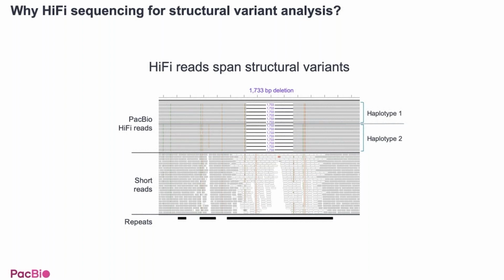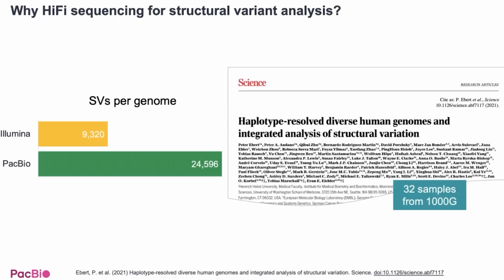So for instance, here you can see on the top some PacBio HiFi reads aligned, and you can see this clear deletion event. And then we see short reads aligned similarly, and you can see where the coverage doesn't go too great there at the repeat. So this deletion is not being detected. There's different estimates about how much you can miss based on using shorter versus longer reads. Just as one example, here's a paper in Science using 32 samples from the 1,000 Genomes project, where we see about 9,000 variants being detected per genome with short reads, whereas with long reads, that's about 2.5 times the amount, so about 24,500 events per genome.